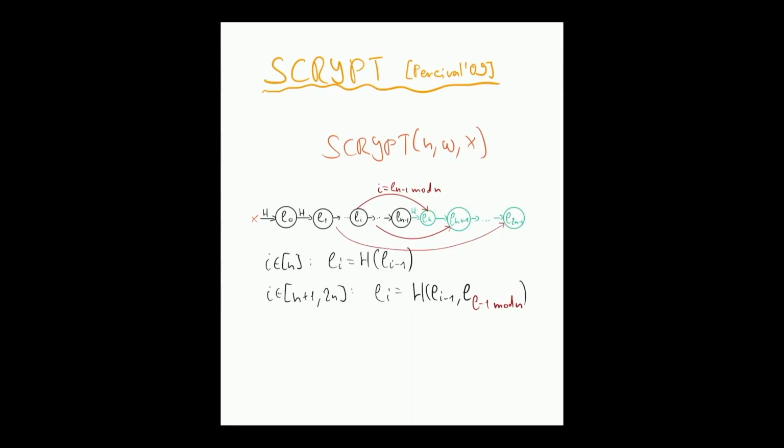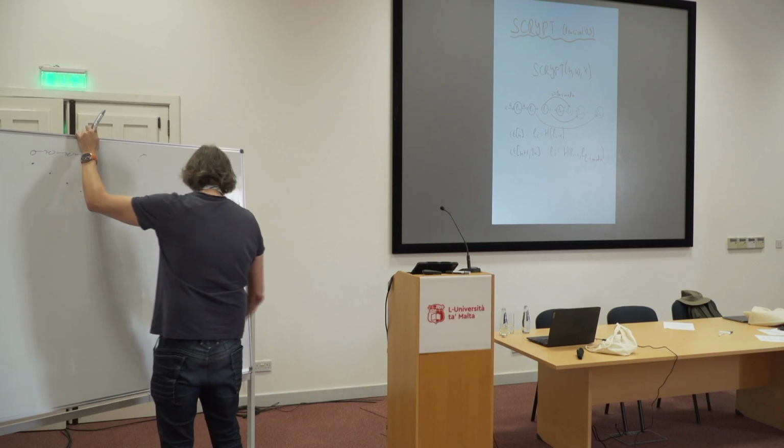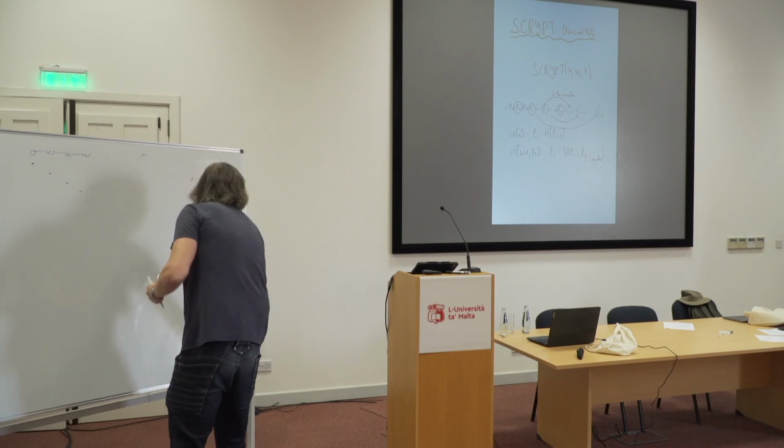So the function that Percival proposed is called scrypt, secure... I forgot what the acronym stands for. And it's a very simple function. Let me draw it on this blackboard, maybe. So you take the initial input.